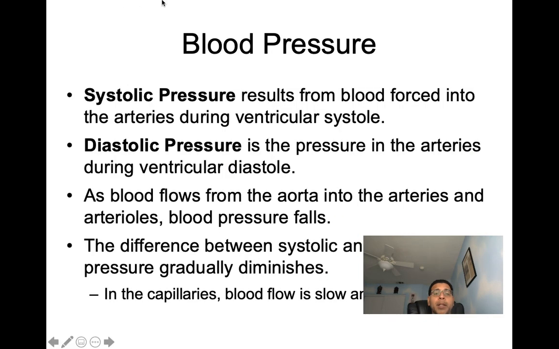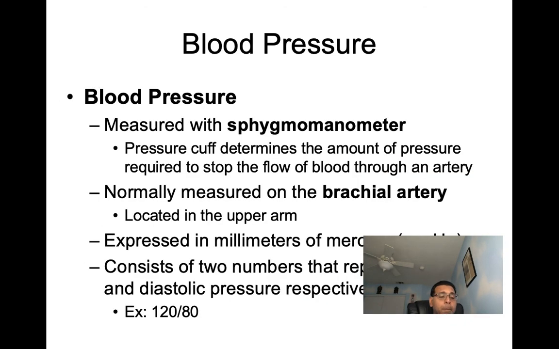So moving back here, we can see as blood flows from the aorta into the arteries and into the arterioles, blood pressure falls. The difference between systolic and diastolic pressure gradually diminishes. In the capillaries, blood flow is slow and fairly even, we said. I want you to know blood pressure is measured with a sphygmomanometer. This is a pressure cuff that determines the amount of pressure that's being exerted on an arterial wall. We usually use the brachial artery, which is an artery in the upper arm, to measure blood pressure.